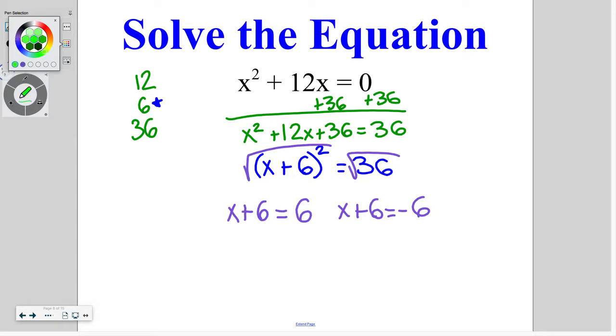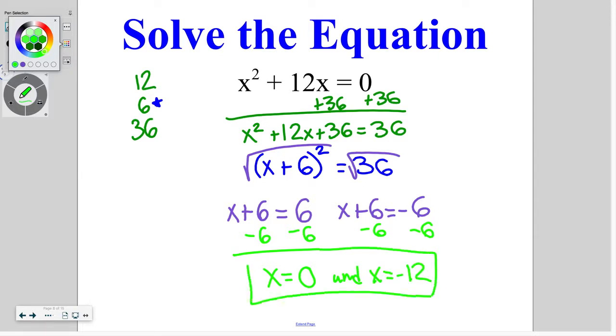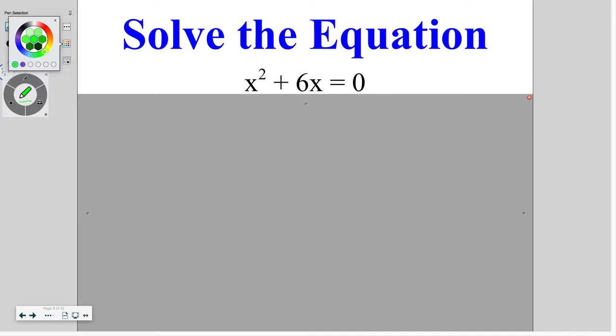Then we're going to go ahead and solve both of those cases, subtracting 6 from both sides. Our first answer is x is equal to 0, and our second answer is x is equal to -12. So we have our 2 answers that would satisfy this quadratic equation. Go ahead and try this one on your own.